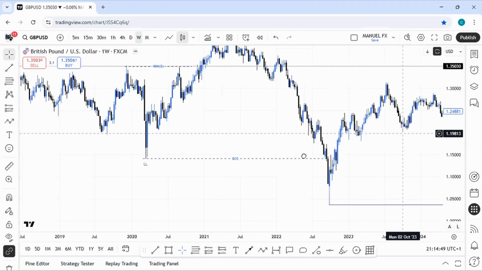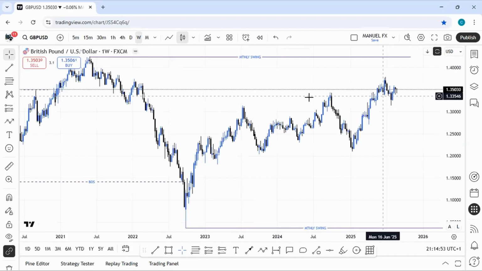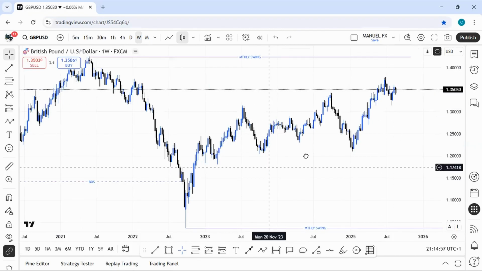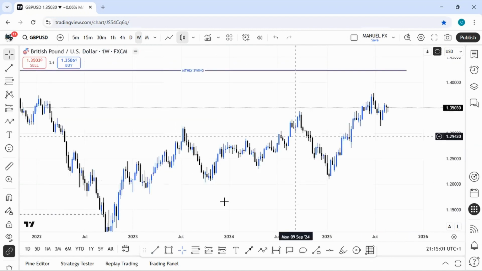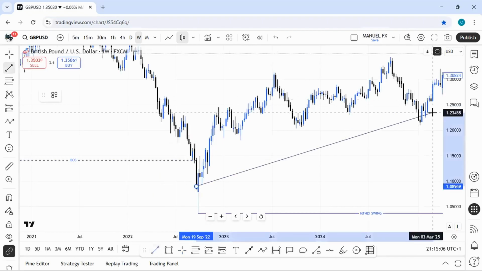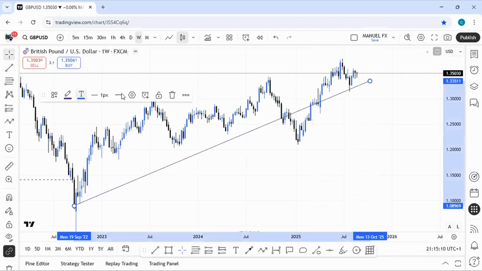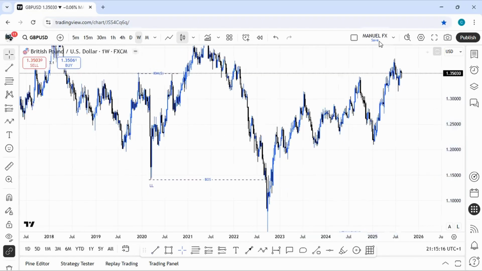Why? Because all these moves you're seeing here, they are the weekly time frame moves. So now we need to know why the weekly time frame is on an uptrend, why the weekly time frame is buying and not selling like the monthly time frame. That is what we want to look at.